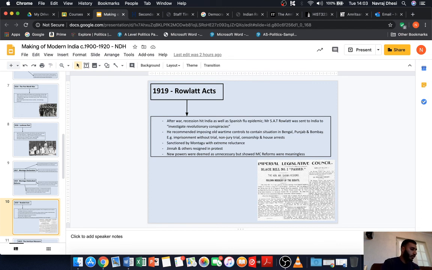It recommended imposing old wartime controls to contain the situation in these areas, including imprisonment without trial, non-jury trial, censorship, and house arrests. This rendered the Montagu-Chelmsford reforms meaningless, because all of the talk from the British about progressive self-government was essentially destroyed by these Rowlatt Acts. It showed that the British were willing to oppress, repress and suppress the Indians to ensure that they were the ones in control, and showed no signs of releasing their grip on India thus far.